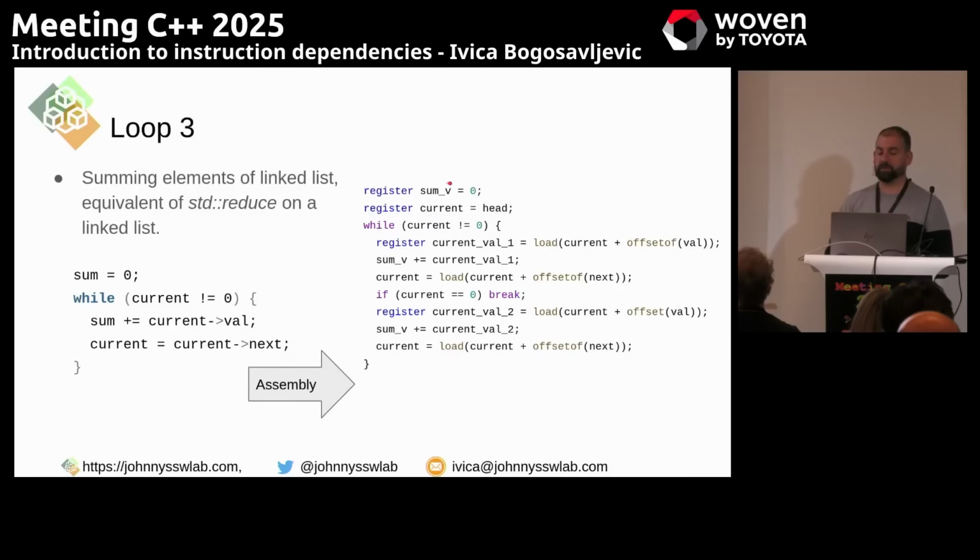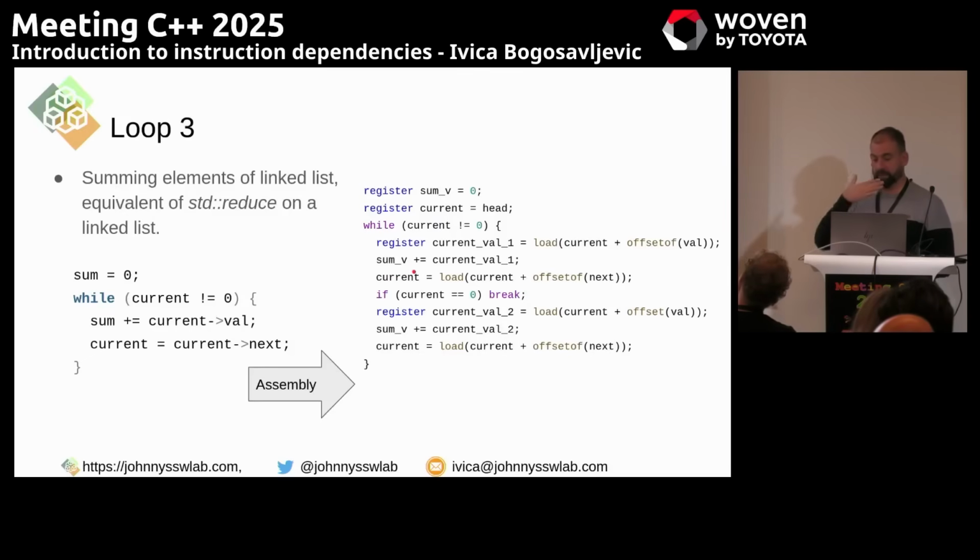So I have 2 registers. One holds the sum, and one holds the pointer to the current. And then I load the value of the current, which is load current plus offset of val. So I load this value to this register, and I add it to sum. Then I load the offset of next, I load the pointer of next, so that's the next pointer. And I'm checking if current equals 0, then I break, and then I repeat the same thing here. So I have this load here, and this sum here, and then a load of the next value.